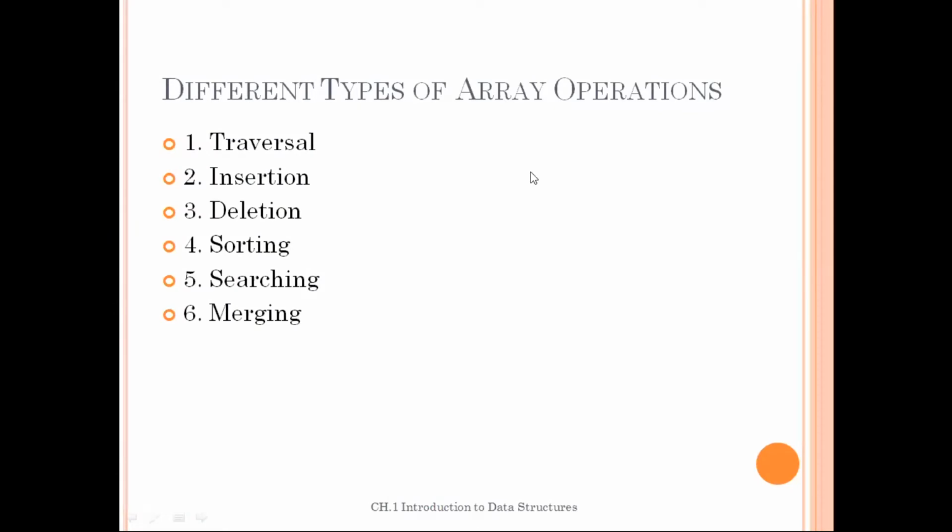In the previous lecture, we have seen the traversal operation for arrays. Traversal means reading elements one by one from computer memory. There were 6 types of array operations: traversal, insertion, deletion, sorting, searching, and merging. We have seen the traversal operation. I have given you the idea of how the traversal operation works.